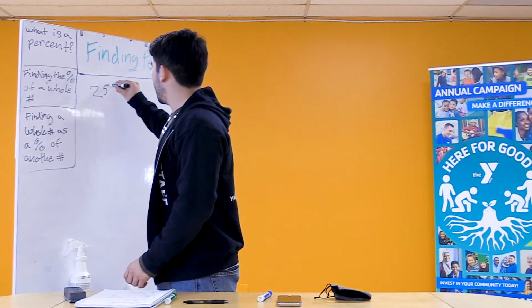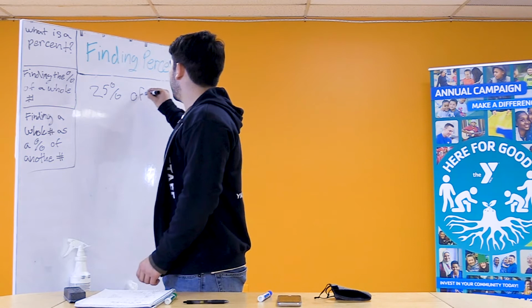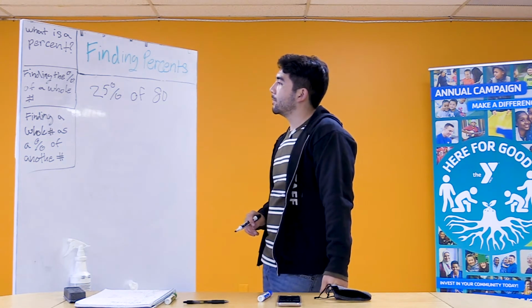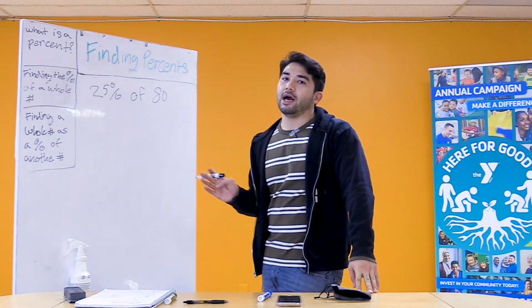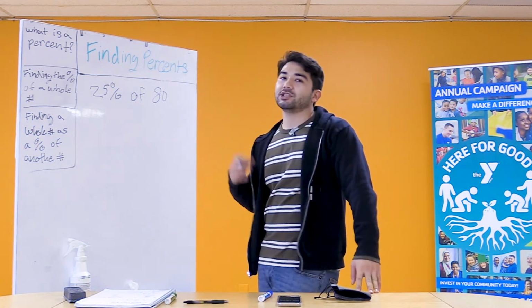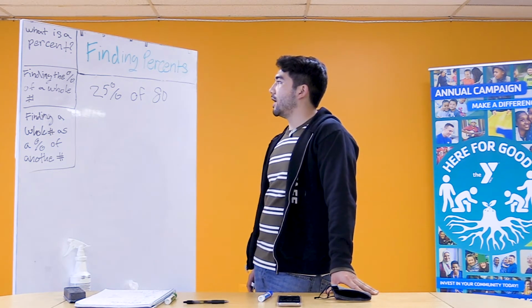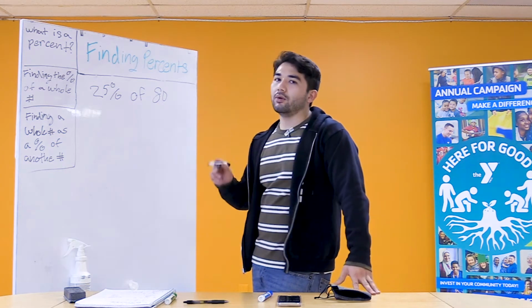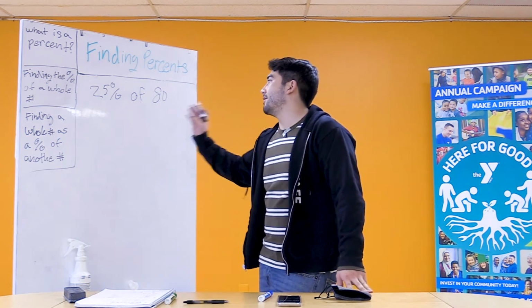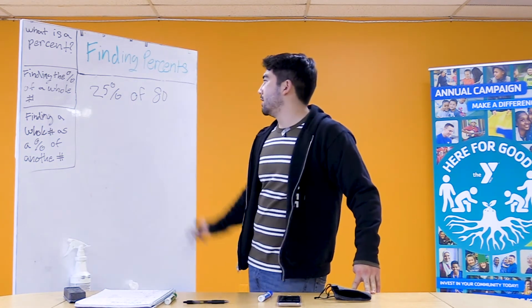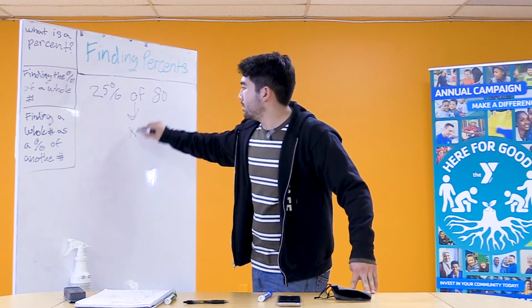So for our first problem, we're going to find 25% of 80. OK, so what is 25% of 80? Well, the way our problem is now, this is not solvable. We actually need to change the way our problem looks to a way that we can solve it. So first off, I'll say of always means to multiply. So when it's 25% of 80 or 2% of 165, it means we are going to multiply. So this of is going to be a multiply.